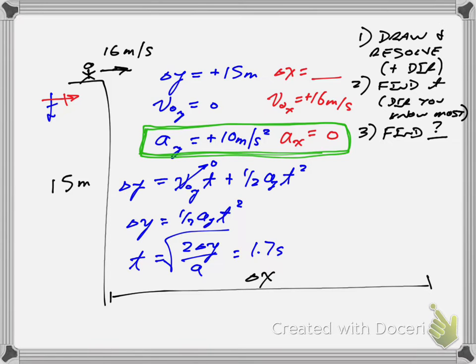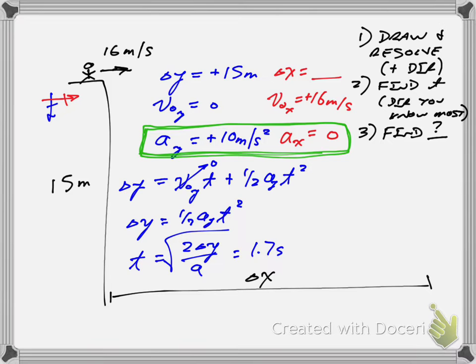Now notice a couple of things here. First of all, notice that I haven't used the horizontal velocity at all. So the time it takes to hit the ground does not depend on the horizontal velocity. Also notice that I ended up with delta y equals 1/2 at squared, but I didn't start with that.